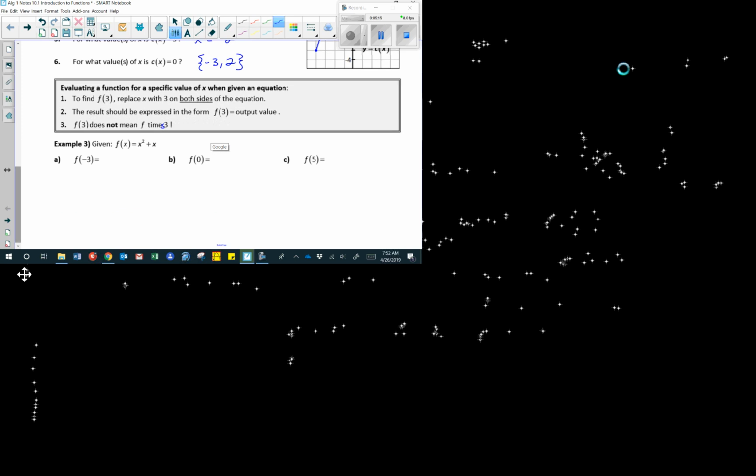So, in example 3, we want to figure out what f of negative 3 is. So we're replacing x with negative 3 on the left side of the equation, so it makes sense that we should replace x with negative 3 on the right side of the equation. Now, performing the arithmetic, we should get a result of f of negative 3 is equal to positive 6. In B, we want f of 0. So now we've replaced x with 0 on one side of the equation. I'll write the equation over top.